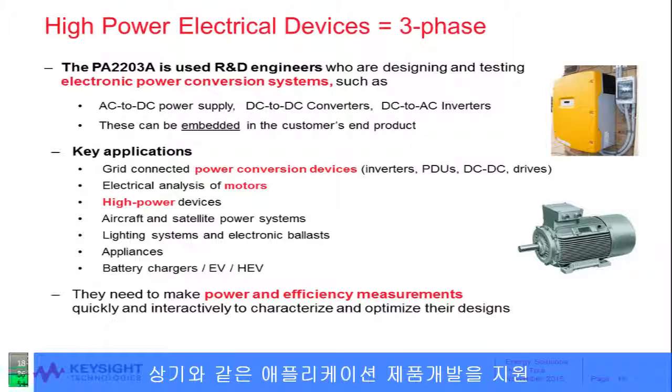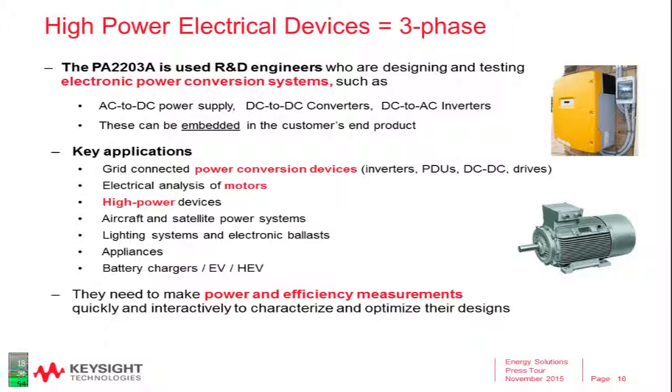So the key applications for a three-phase power analyzer is for testing grid-connected devices like inverters and power distribution units. It can analyze three-phase motors like you would find in an electric vehicle. Other high-power devices, aircraft and satellite power systems are all run off of AC. Lighting systems, electronic ballast. These lights, I can see, for example, are LED lights. LEDs are run off of DC power, but the energy coming to them is AC, just like you would have in any other building. So there's a small AC to DC converter in each of these lighting systems. And of course, battery chargers, electric vehicles, and hybrid electric vehicles are all examples of high-power three-phase AC.